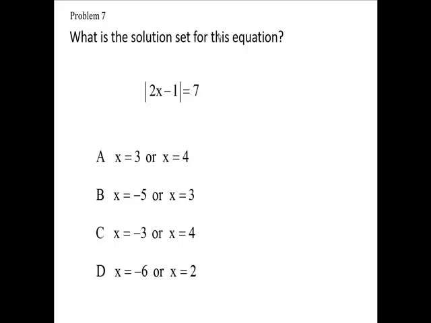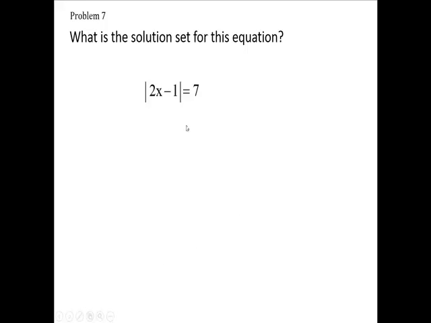What is the solution set for this equation? We have four choices. This is an absolute value equation. See, it has an equal sign making an equation. All right. And it has absolute value signs here. And what do they mean?